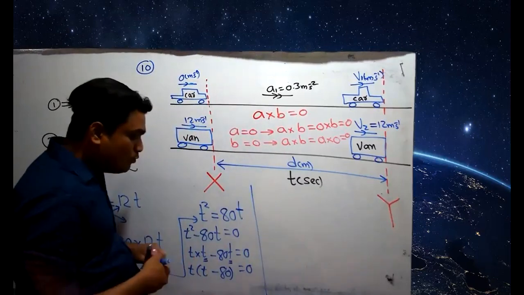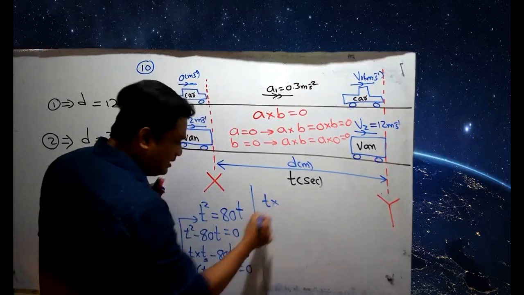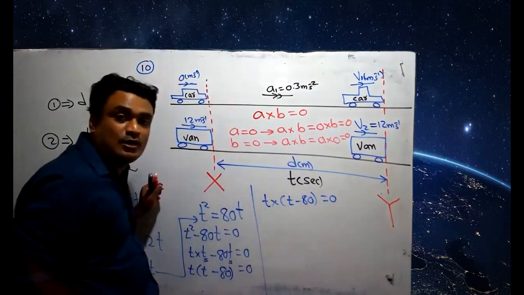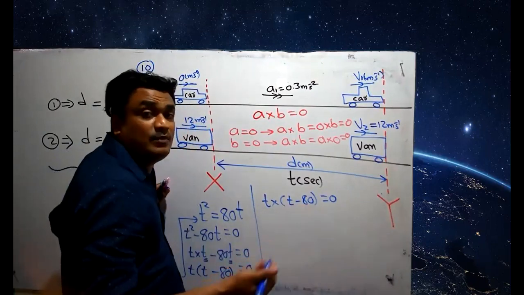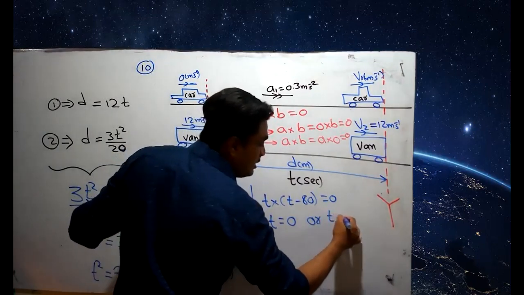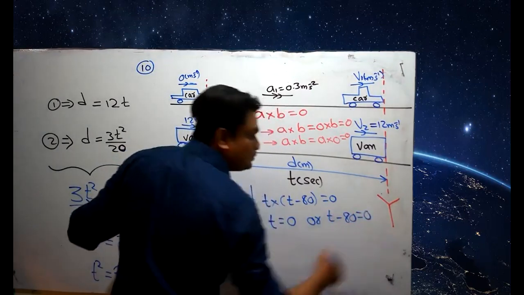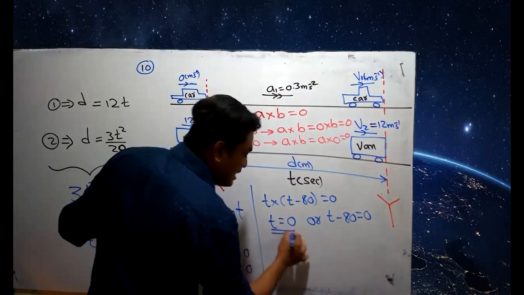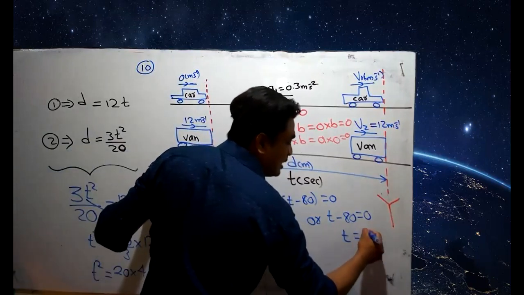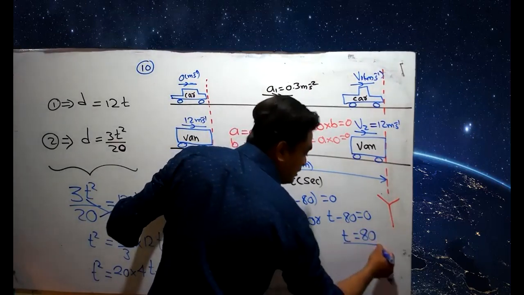So here we have a product, t into t minus 80. So therefore one of them must be equal to 0. We don't know which term is 0. So then we write t equals 0 or t minus 80 equals 0. So we got our first answer as t equals 0. The second answer is t equals 80, since minus 80 goes to the other side as positive 80.